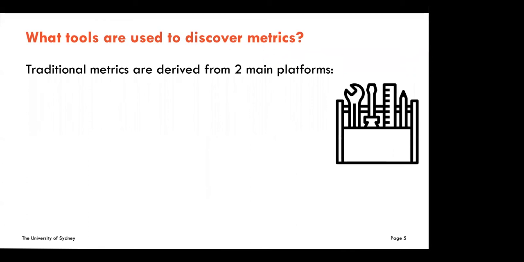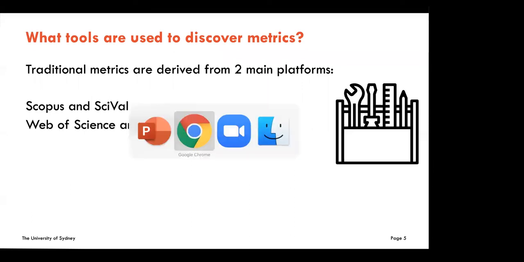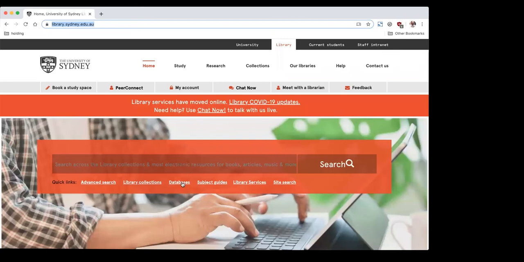Anyway. So the tools that are used to discover metrics, the traditional metrics, the ones that we'll focus on primarily in this session, are derived from 2 main platforms. There's the Scopus and the Web of Science camps. So Scopus and SciVal are one set of tools, and Web of Science and Insights are the other set of tools. These are for author and article-based metrics.